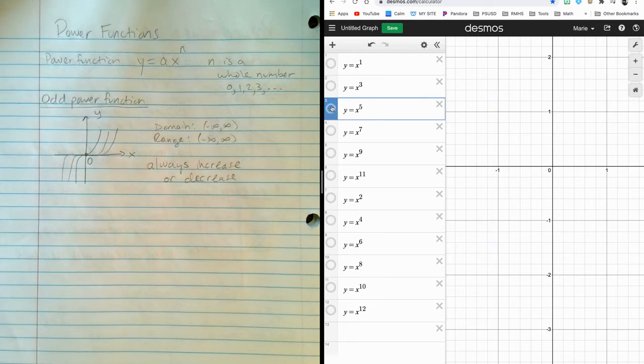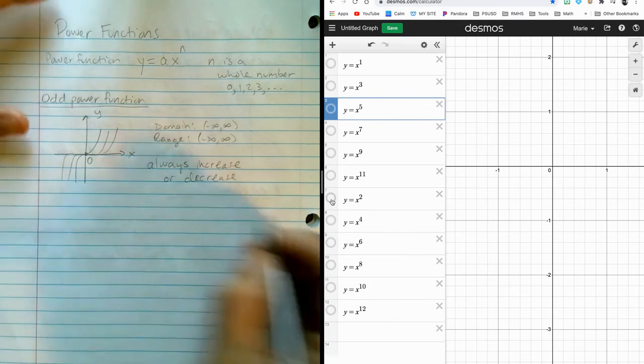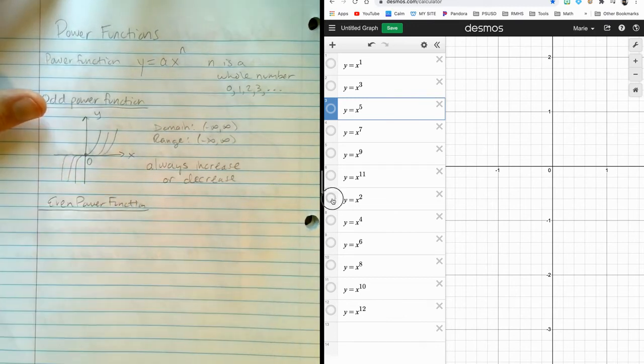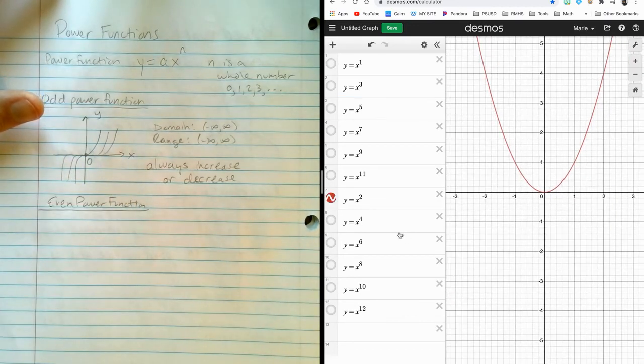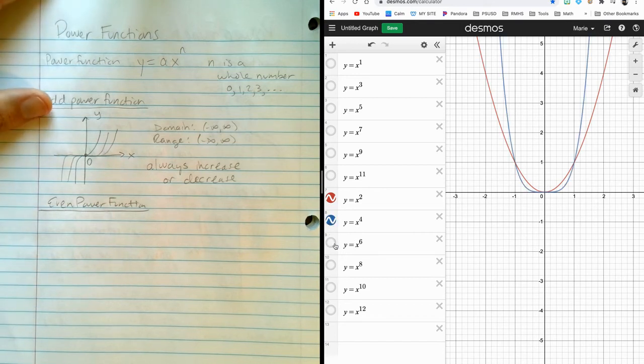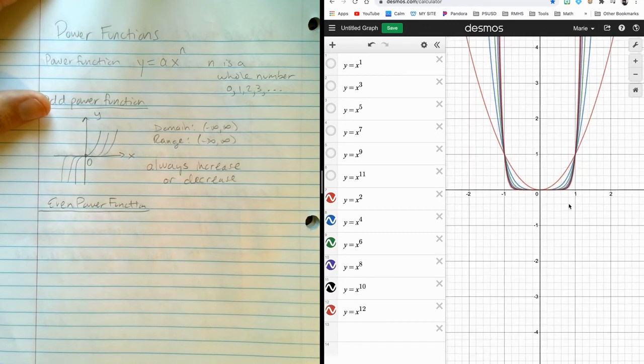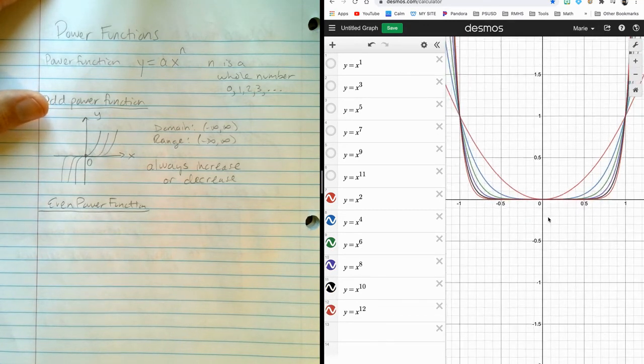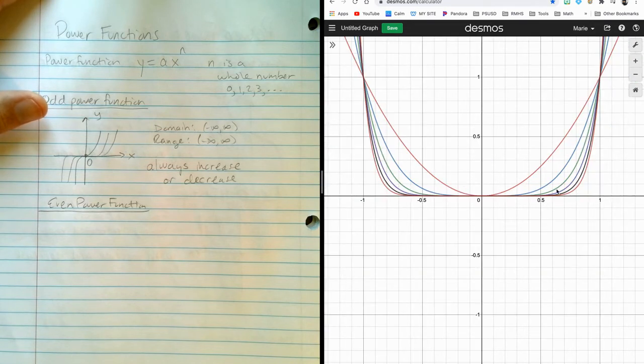Let's look at evens here. So I'm going to turn some of these on here. So of course x squared is our nice parabola. Here's x to the 4th. Now watch what happens as I increase the power by evens. x to the 6th, x to the 8th, x to the 10th, x to the 12th. Notice it's doing that same thing that the odds were doing. It's getting flatter around the origin as the degree increases. It's almost like it's getting wider.